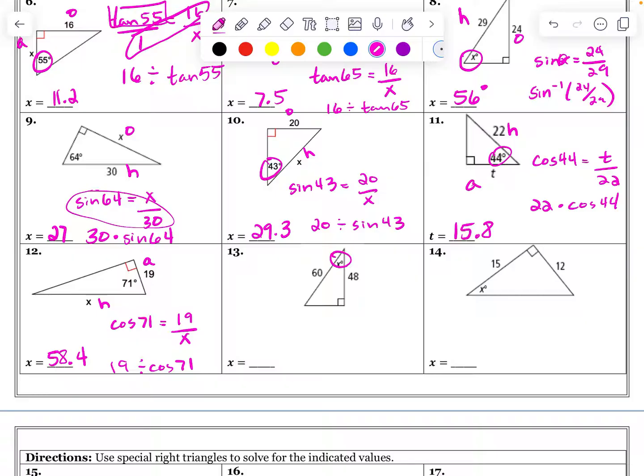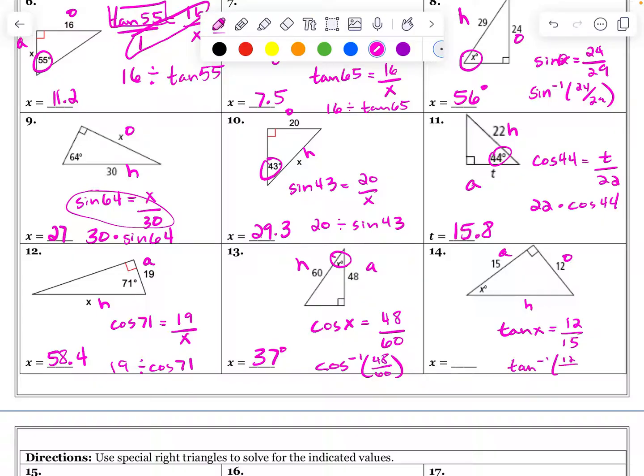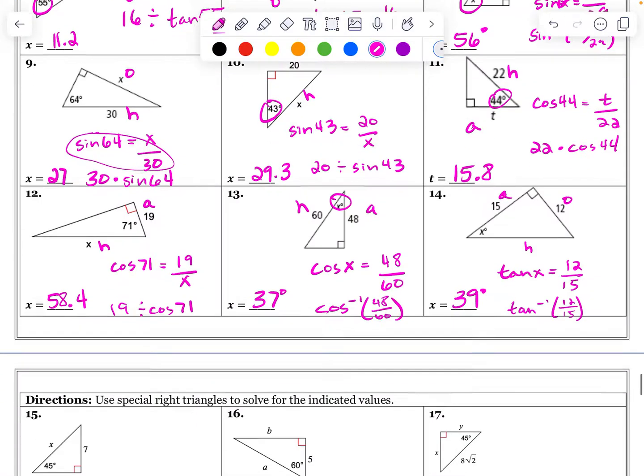Okay. I have a hypotenuse and an adjacent, so the cosine of x equals 48 over 60. I need to do inverse cosine. I end up with 37-ish degrees. And then last but not least, I have opposite and adjacent, because that's my hypotenuse. So tangent of x equals 12 over 15. Inverse tan of 12 over 15 ends up with 39 degrees.